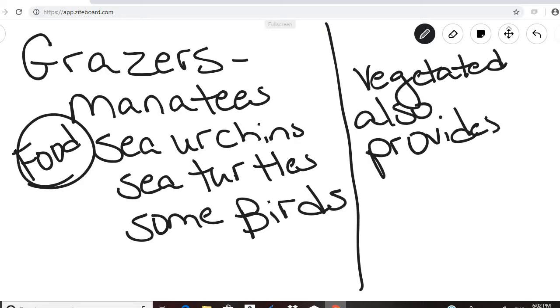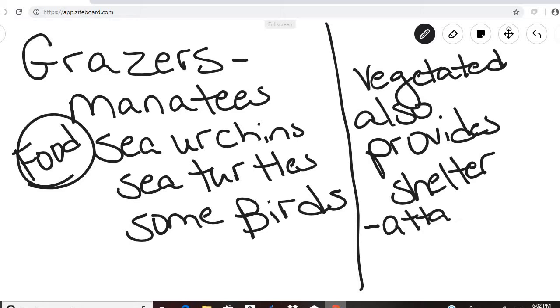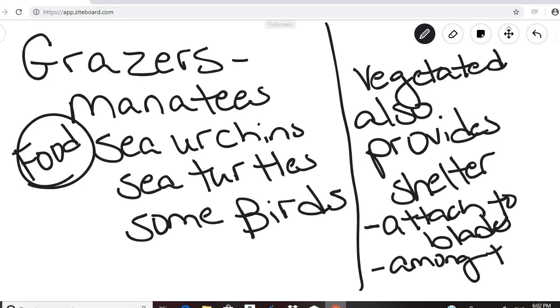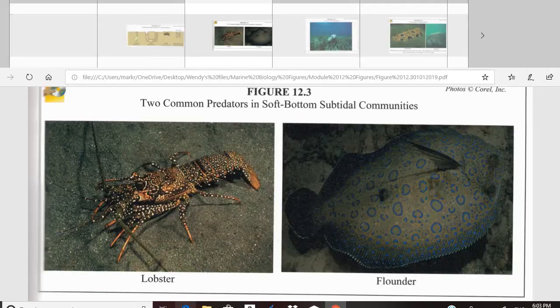For many organisms. So some animals will actually attach to the blades, which I'll look at a picture here in a minute, or you'll just see animals kind of hidden among the grasses. So you'll see fish and shrimp and organisms like that that will use the vegetated area for shelter.